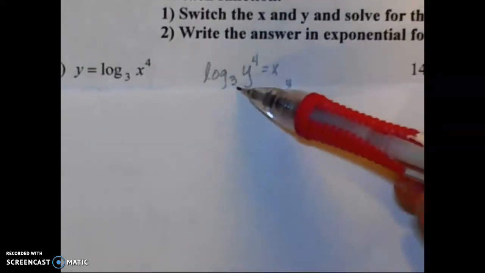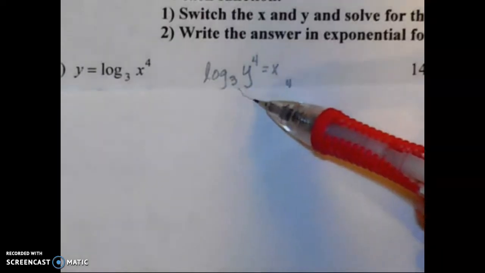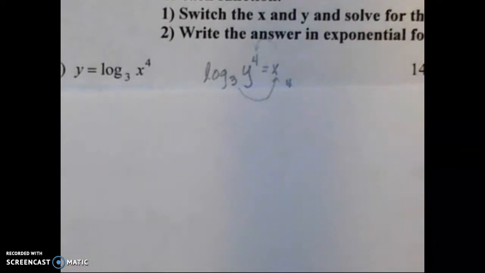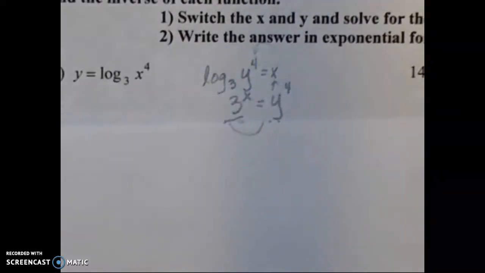Okay, so then 3 is the base. Loop around to the x. Back around to the y. I drew my arrows, and when you rewrite it, it looks like this. 3 to the x equals y to the 4th.